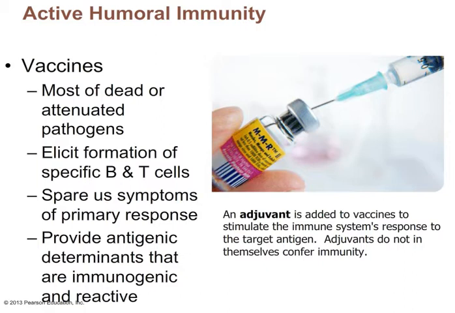And many vaccines have something called adjuvants added to them. These are substances that will increase the immunogenicity of the antigenic determinants that we put in that vaccine, but they don't actually have any immunogenicity themselves.